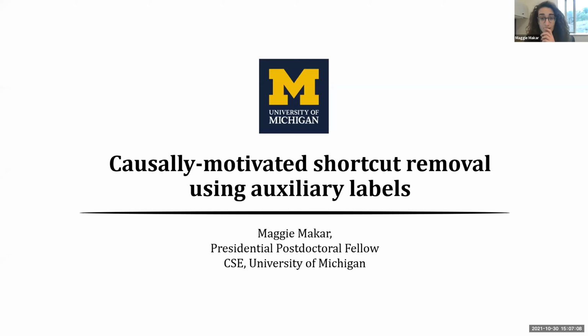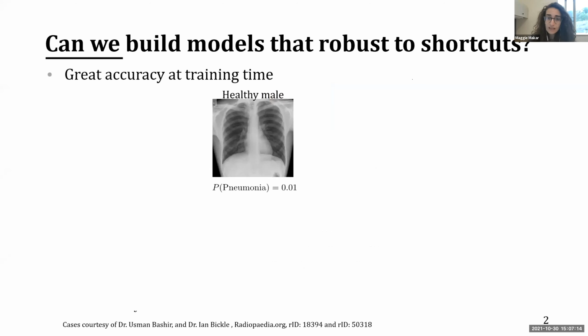I am going to talk to you today about how we can build reliable prediction models using ideas from causality. Specifically, we'll look at robustness to what we call shortcut learning. The narrative in the last few years has been that we can build super accurate models, and specifically deep neural networks, that are great at predictions.